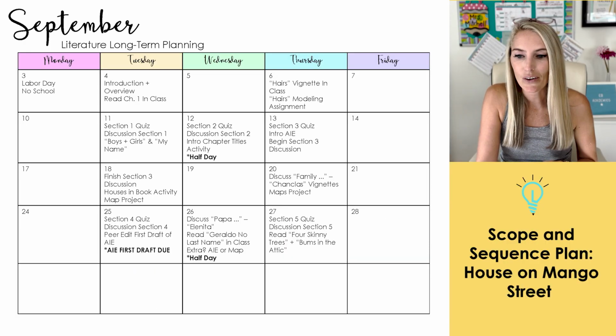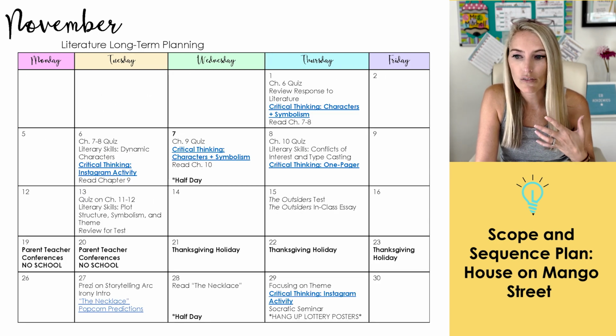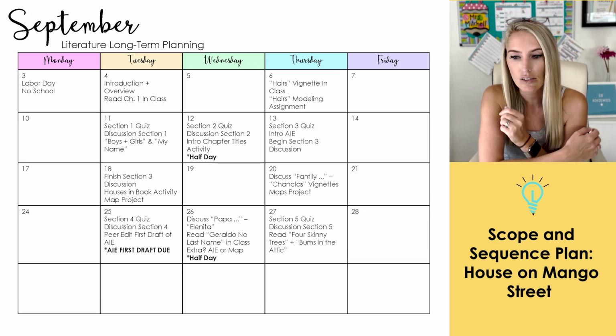Okay, now I want to bring you into my scope and sequence plans for this particular unit. So we're going to start with The House on Mango Street, just so you can kind of see how I paced it and set myself up for success. So you'll see now in my long-term planning on the screen, you'll see how I have all of the different things that I will be teaching within this particular unit for The House on Mango Street.